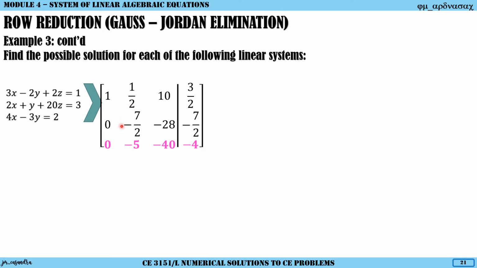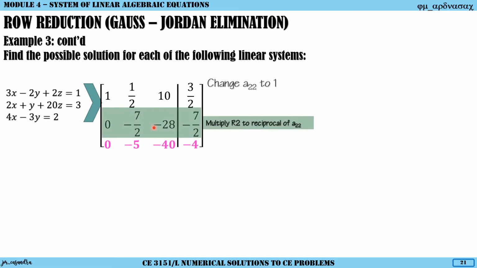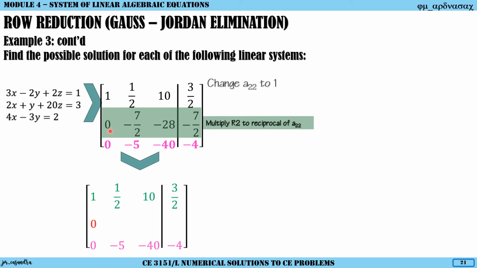So next step is to make our second diagonal 1 by simply multiplying the whole of row 2 by the reciprocal of your A22. So that's negative 2 over 7 times 0, 0, negative 7 over 2 times negative 2 over 7. Next, we have negative 28 times negative 2 over 7. And lastly, we have negative 7 over 2 times negative 2 over 7. So that's 1. And the next step is to eliminate all of our y values.